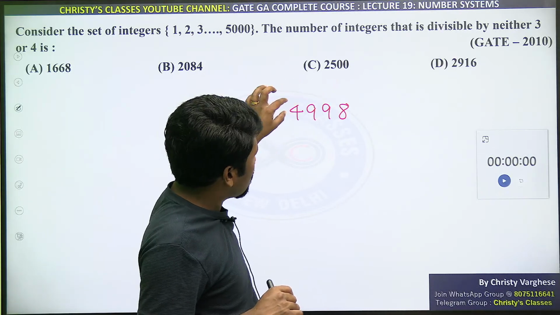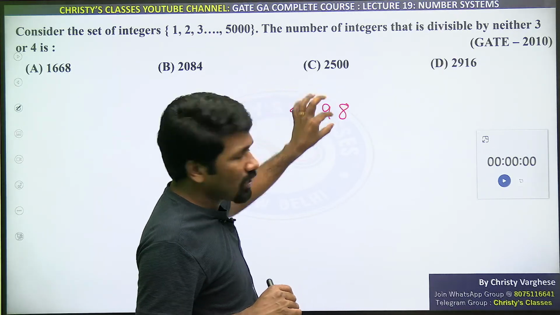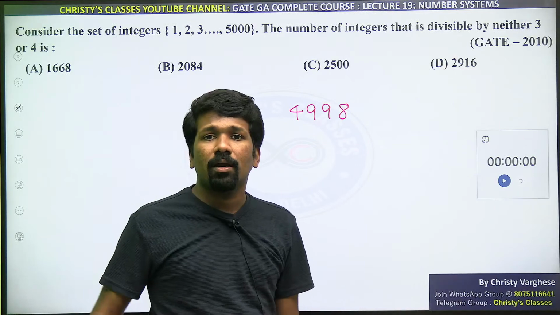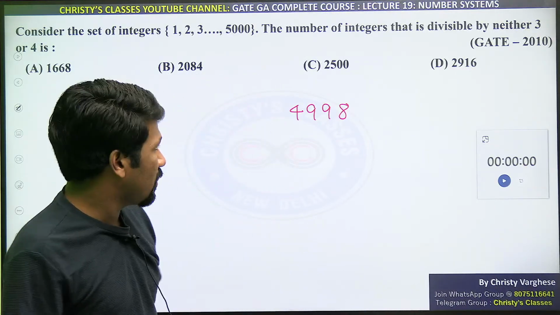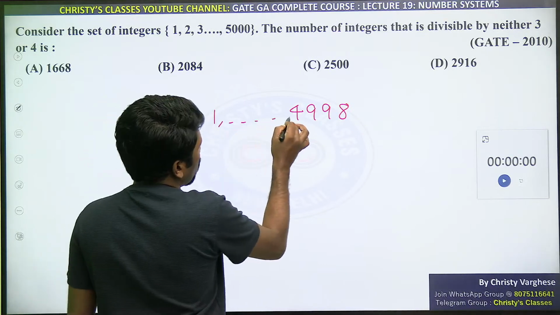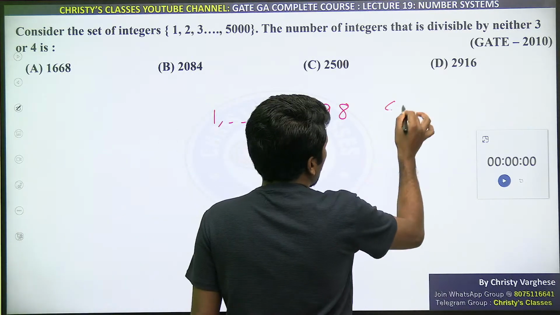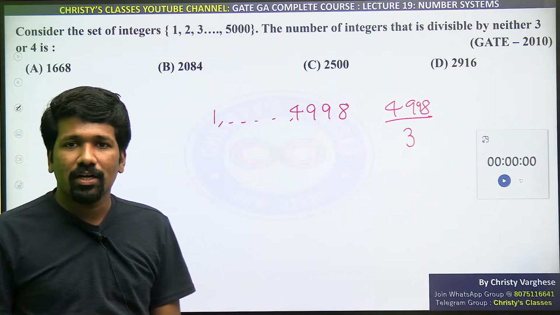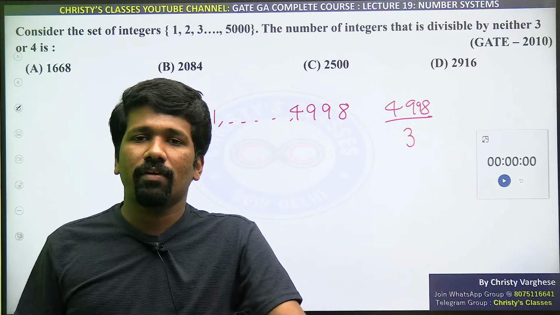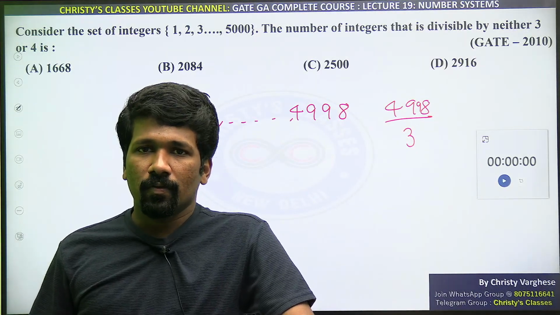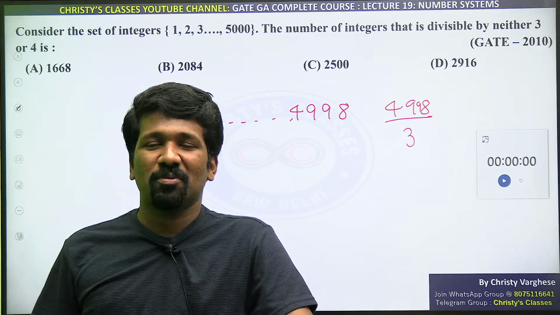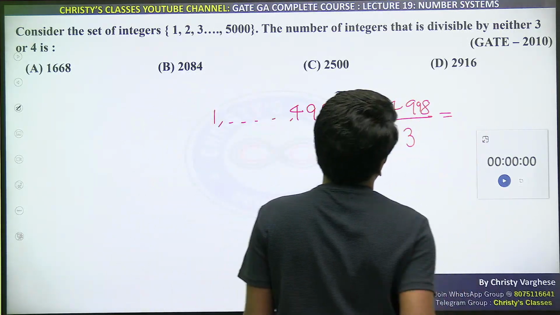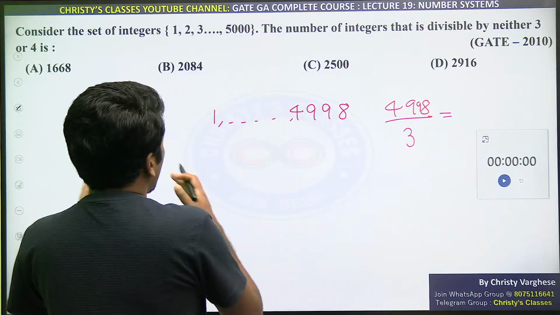4 plus 9 plus 9 plus 8. Sum of digits is 12 plus 18, 30. 30 is a multiple of 3. So 4998 is the largest number below 5000 which is a multiple of 3. That means if we consider 1, 2, 3 up to 4998, then 1/3 of those numbers will be multiples of 3. Are you all understanding why 1/3 will be multiples of 3? Because in every 3 numbers, one number is a multiple of 3. So 1/3 will be multiples of 3. So 4998 by 3 will be the number of multiples of 3 from 1 to 5000.